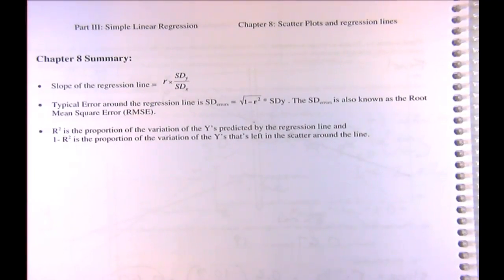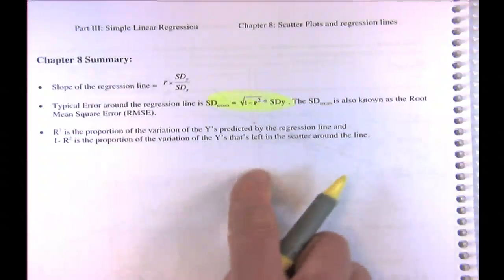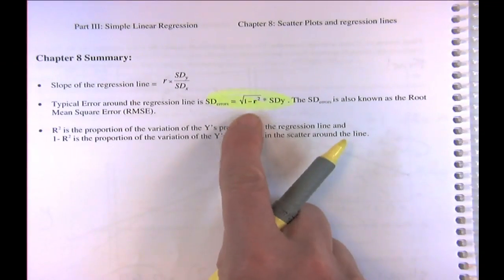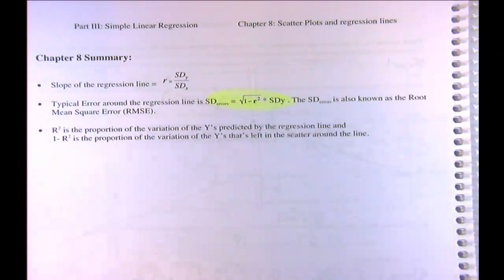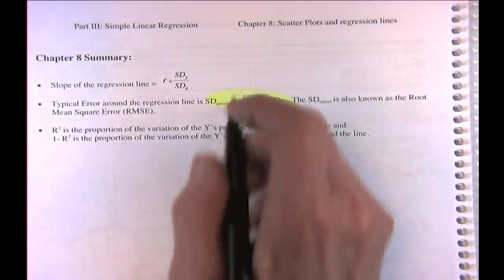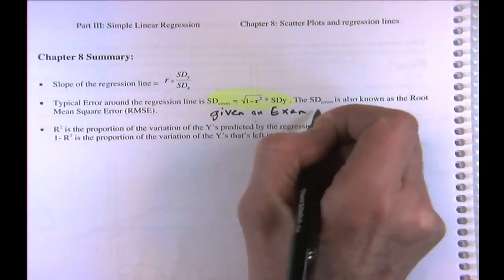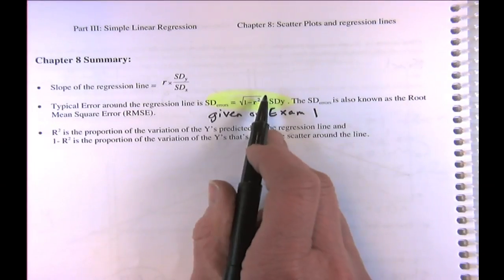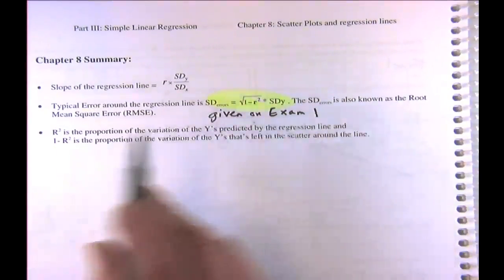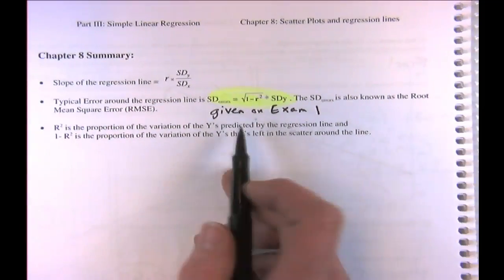All right, so when I'm talking about this formula right here, that I said I would give you on your exams, the standard deviation of the error is the square root of 1 minus that correlation coefficient squared times the standard deviation of the y's. So that will be given, at least on exam 1. Okay, it's also known as the square root of the mean square errors. So what it is, it's the standard deviation of the errors, right?